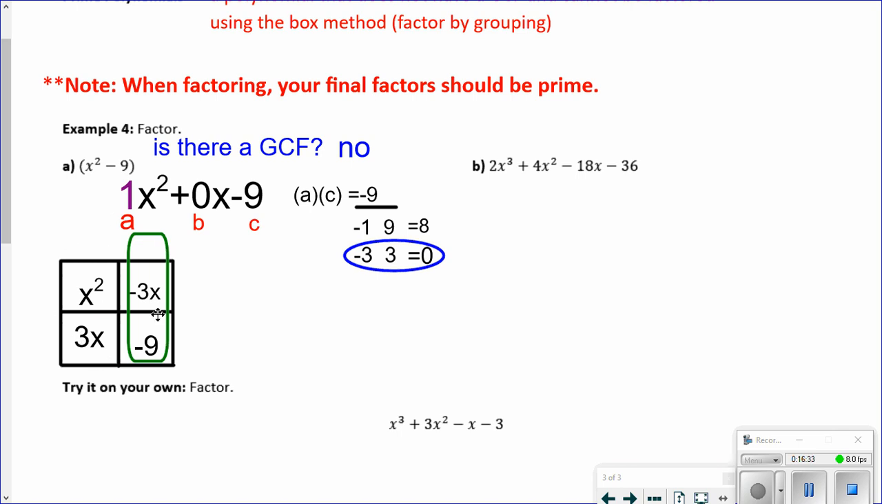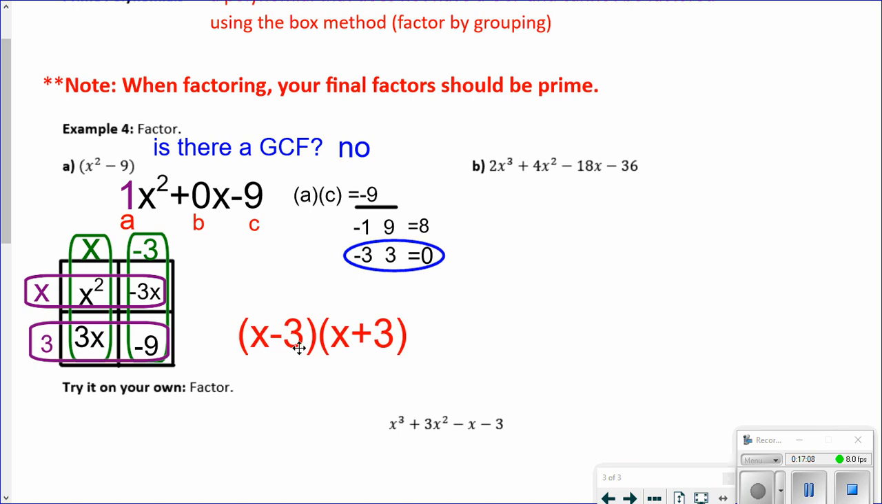Okay, so now I'm going to find my GCFs. I'll start with the one I've already shown you. -3x and -9 are both divisible by -3, and that's it. X squared and 3x, well, I can take out an x from both of them. X squared and -3x, I can take out an x from both of them. And 3x and -9, I can divide them both by 3. So I've got my factored form. I got my factors here. I just need to write them as binomials. So I get x minus 3 times x plus 3.